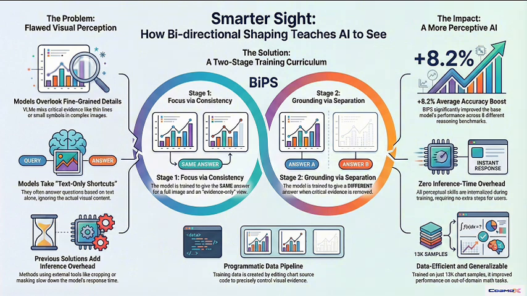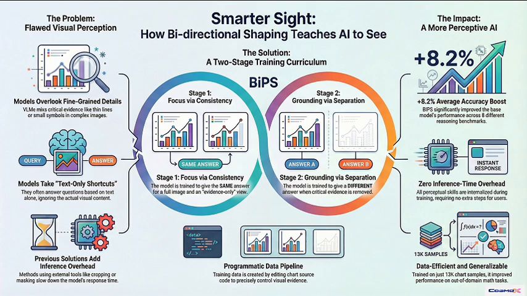Which brings us to our deep dive today, Bi-directional Perceptual Shaping, or BiPS. Right. This is a framework that aims to internalize that fine-grained visual perception right during the training process. And it gets rid of the need for those clunky post-hoc tools. The results really speak for themselves. BiPS boosted the base model Qwen 2.5 VL 7B by an average of 8.2% across 8 tough benchmarks. And it generalized well, which is key. It's crucial. It means the model learned a fundamental skill, not just how to answer questions about the specific charts it was trained on.